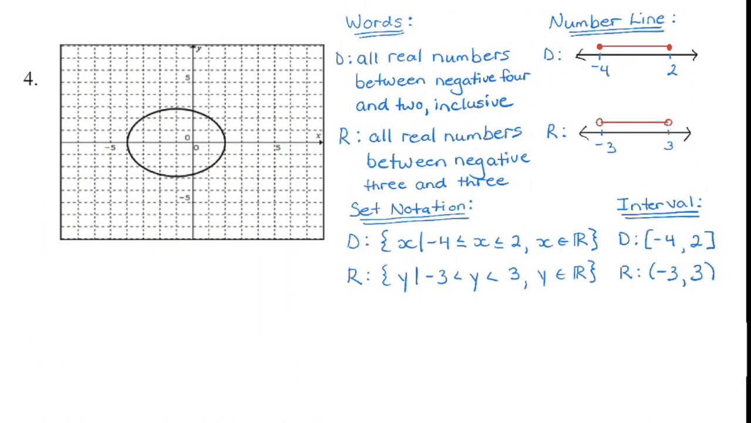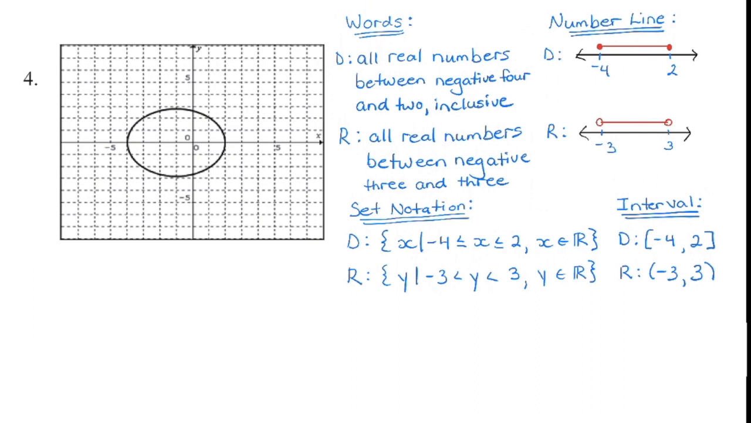So now we're going to fill this in. So for the domain, our graph is including all real numbers between -4 and 2 inclusive. So that means we are including every number from -4 to +2 on the x-axis. And then the number line just reflects that.